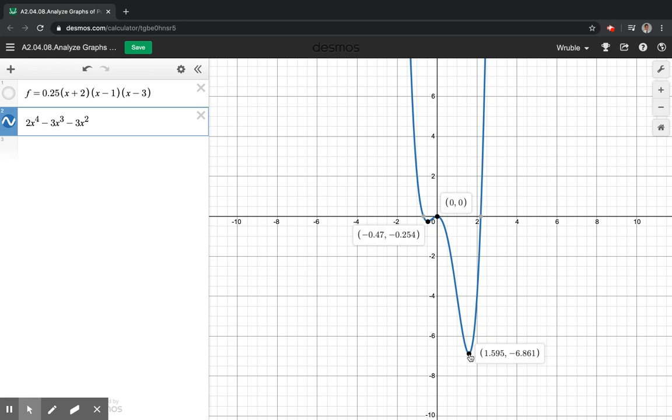Down here at the bottom, this is an absolute minimum. There are no points on this graph that are lower. So when we're talking about even degree functions, x squared highest degree, x to the 4th highest degree, those are going to have either a local maximum or a local minimum, depending on if the graph opens up or down.